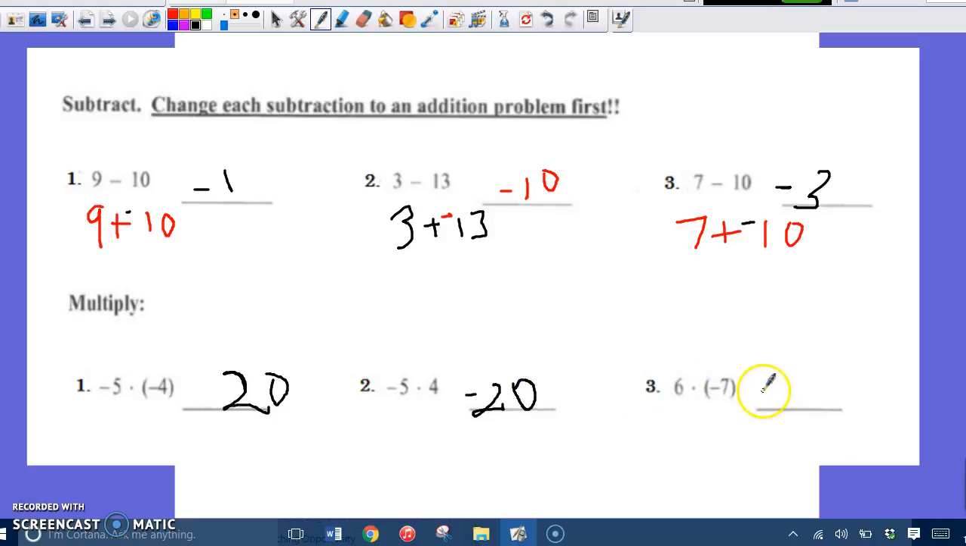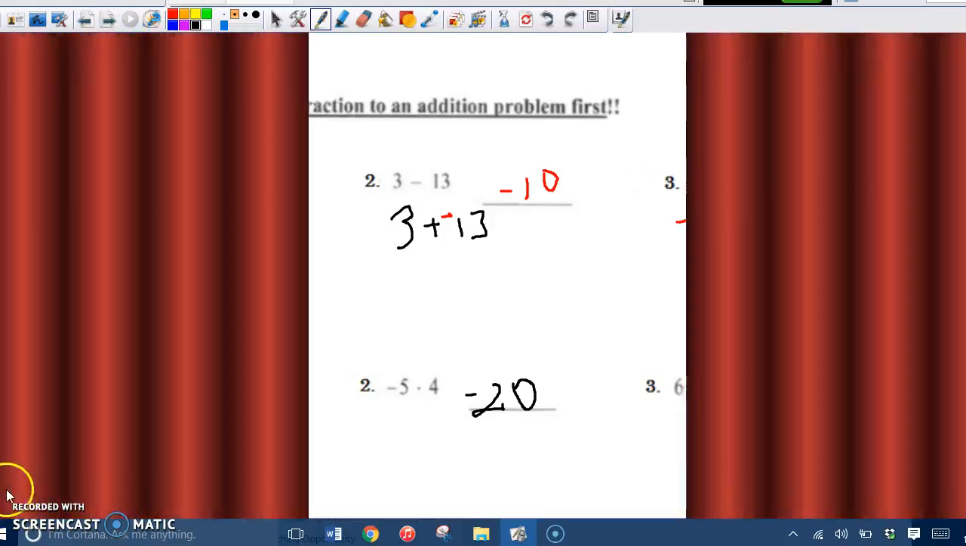A positive times a negative is a negative. 7 times 6 is 42, I think. If it's not, look at your chart. You guys know how I am with that. Okay, now we're going to take a look at the next page.